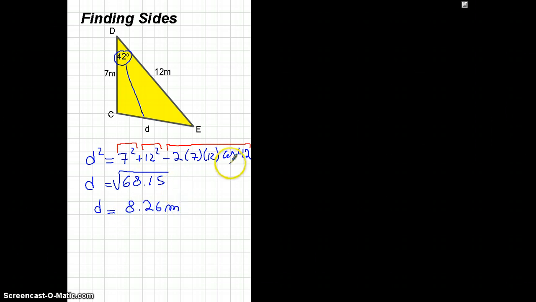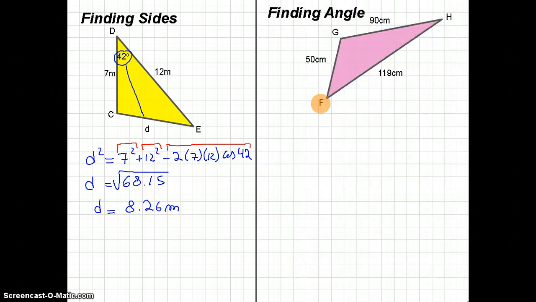I'm sure you're not going to have any trouble figuring out how to do that part. But when looking for an angle, and I don't have an opposite side and opposite angle, and I need to use cosine law, I'm going to have to start with the side that's across from my angle. Then the other two sides go there: 50 squared plus 119 squared minus 2 times 50 times 119, cosine of, in this case, F, because that's what they're asking for.